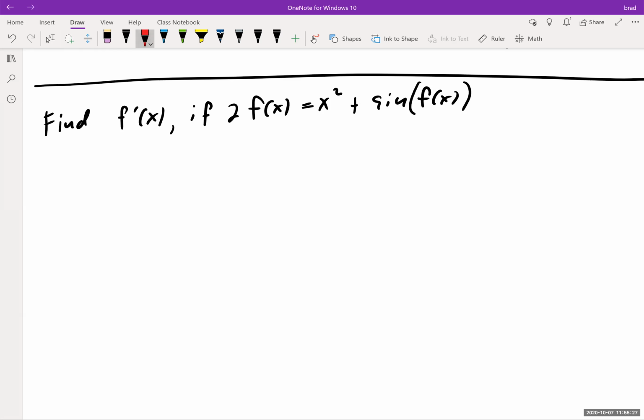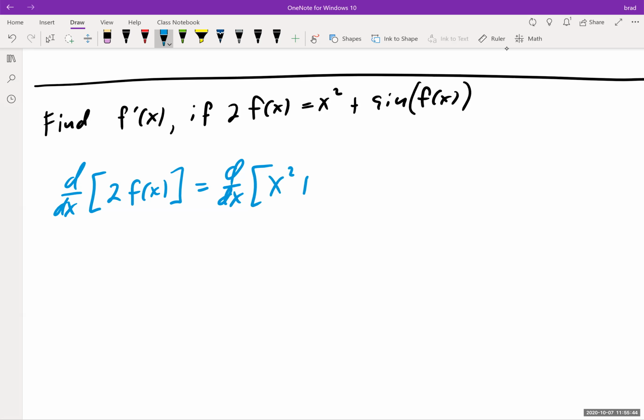So what I need to do first is say, okay, I'm going to ddx both sides. So I'm going to ddx 2f of x equals, and then I'm going to ddx x squared plus sine f of x, okay? And then we have that.